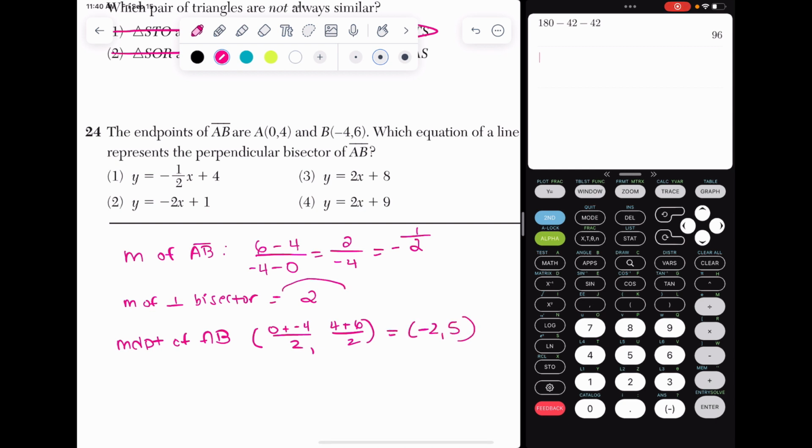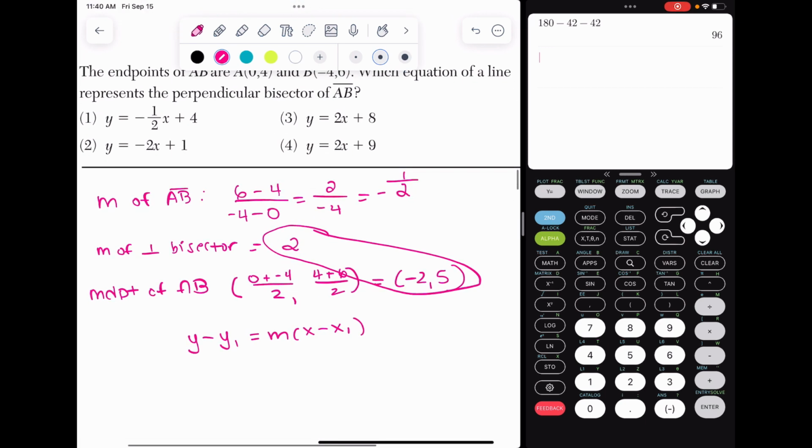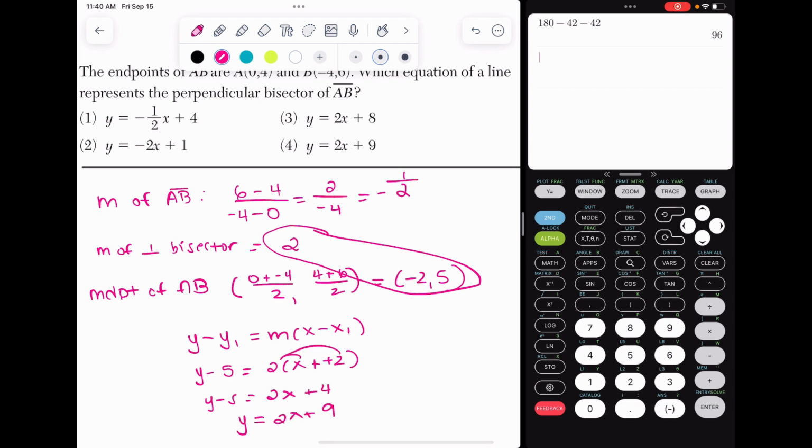Now we're going to use these two pieces together and write the equation of a line. I'm going to use point slope form. y minus y1 equals m parentheses x minus x1. So y minus 5 equals 2 parentheses x minus negative 2. I'm going to change those to positive. So when I distribute, I get 2x plus 4. And when I get y by itself, I get y equals 2x plus 9. And that will give us choice 4.